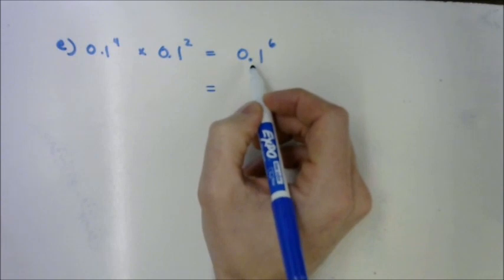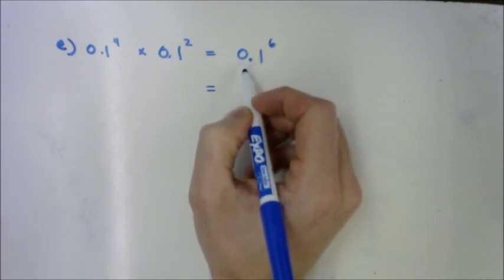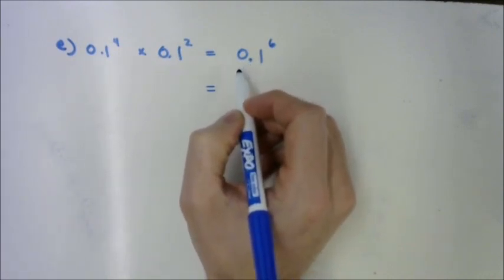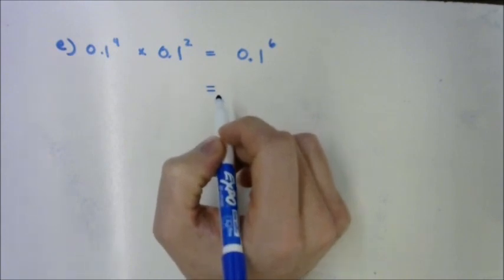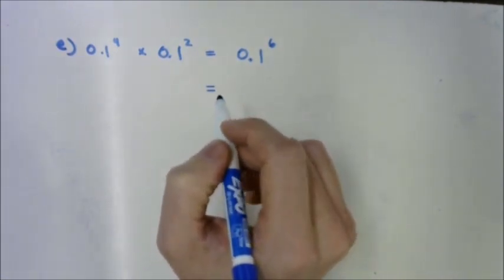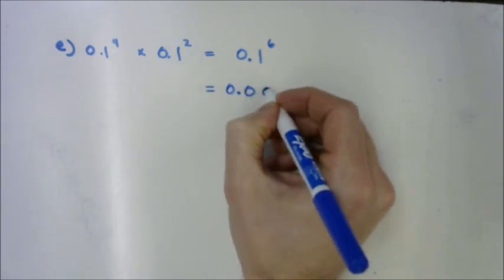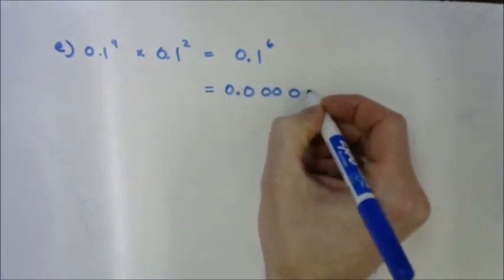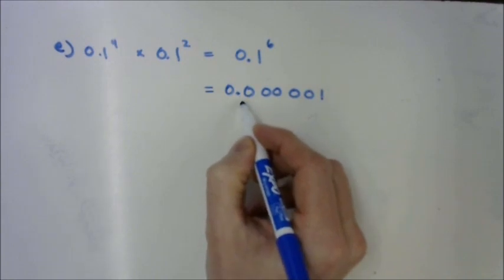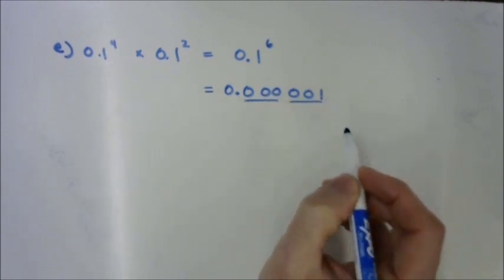And because 0.1 is a power of 10, we know how to move this. We're really just going to move the decimal 6 places. So this ends up being 0.000001. So a group of three zeros and then two zeros and a 1.